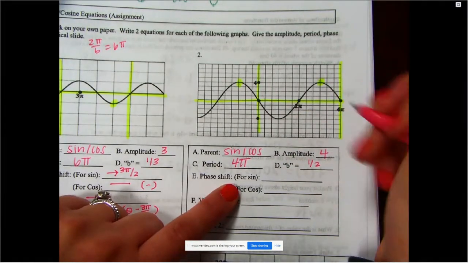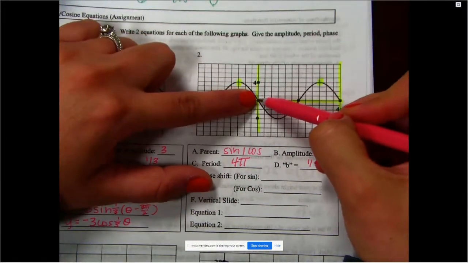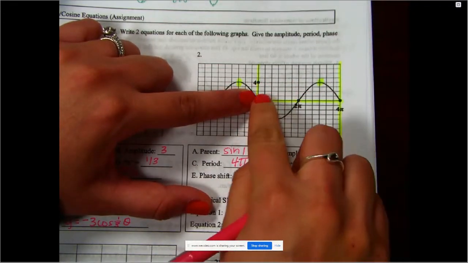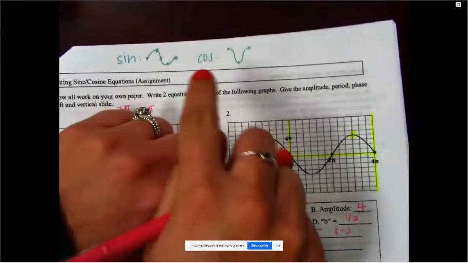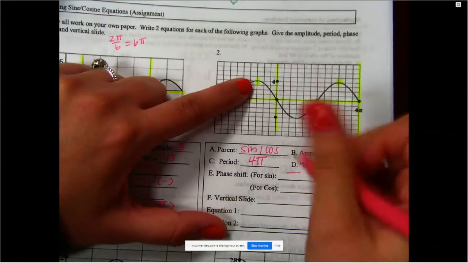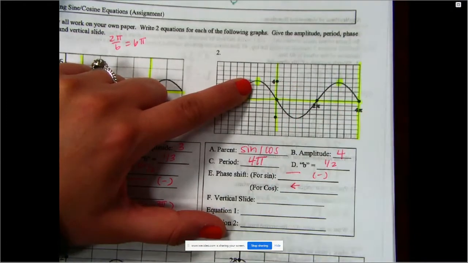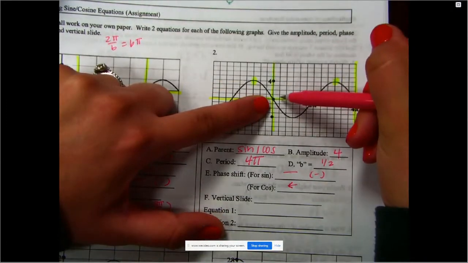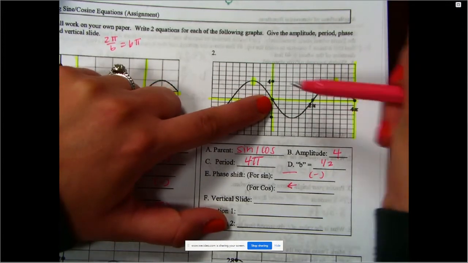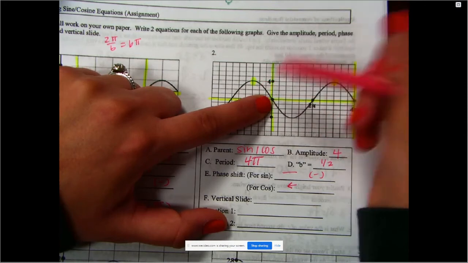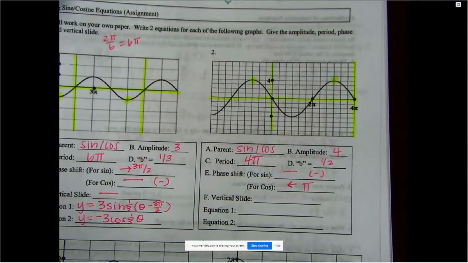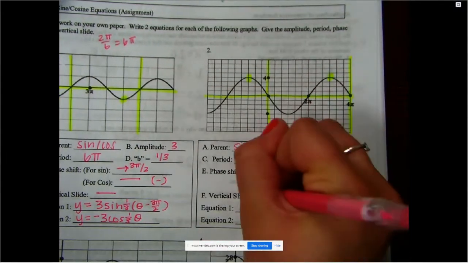Okay, phase shift for sine, phase shift for cosine. Sine starts on 0, so there is no phase shift, but remember ours is negative because it decreases first, and the parent sine increases first. For cosine, I started over here to the left, and we have to figure out what it counts by. So 1, 2, 3, 4, 5, 6 lines are 2 pi. If this is just 3 lines, then that's just 1 pi. So it's to the left, pi. Vertical slide, we're still on that 0, so no vertical slide.